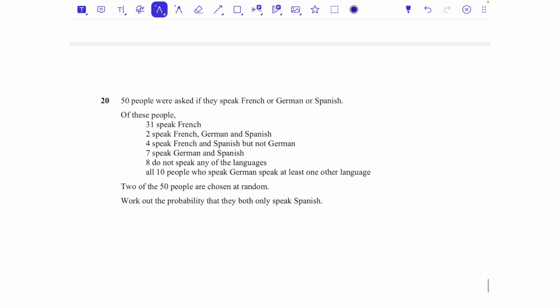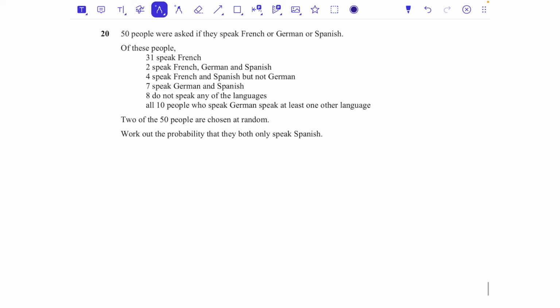Fabulous. Question number 20. 50 people were asked if they speak French or German or Spanish. Of these people, 31 speak French. 2 speak French, German and Spanish.